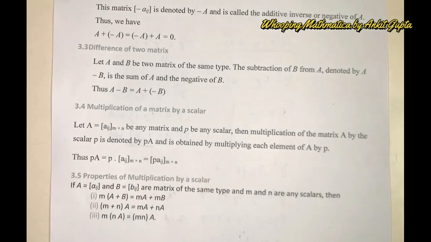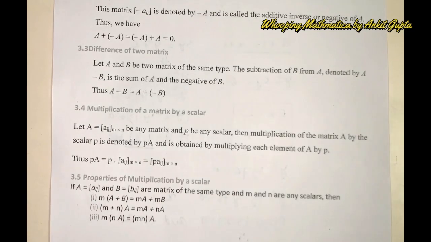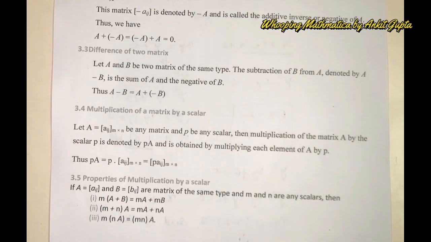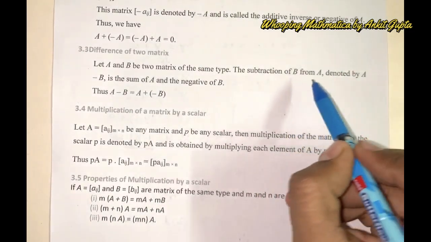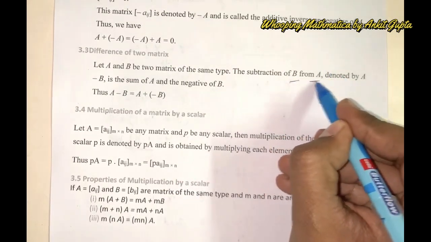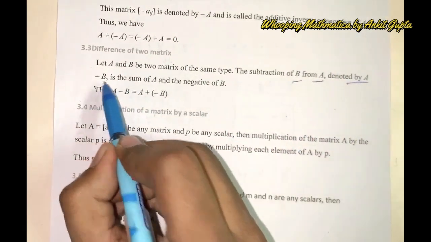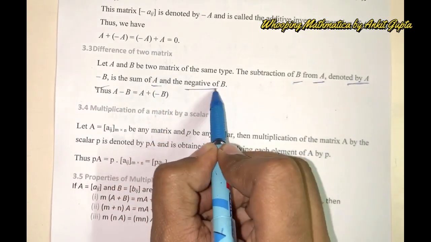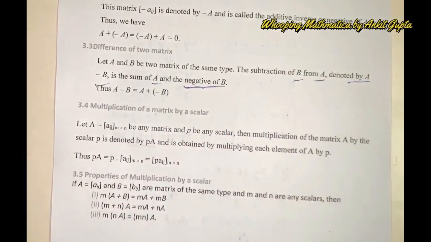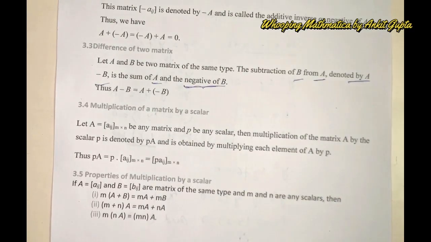So the next concept that we'll be discussing is difference of two matrices. When we are considering difference of two matrices, at that time we need to keep one thing in our mind, that they should have the same order. Then only we can subtract the two matrices, and we'll be subtracting corresponding elements, right? So this can be denoted as the subtraction of B from matrix A, denoted by A minus B, is the sum of A and negative of B. So negative of B means B is multiplied by negative 1.